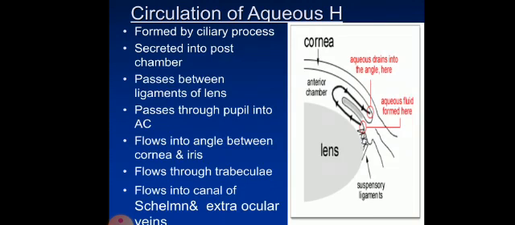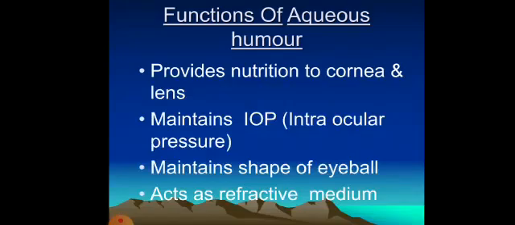I think I have already told you all about the circulation of aqueous humor, and here I have mentioned it point-wise so that it becomes easy for you all to remember. And in this slide you can see a picture which will give you more clarity in understanding the route of circulation of aqueous humor. Now if you look at the functions of aqueous humor, it provides nutrition to the cornea and the lens. It maintains the intraocular pressure. It maintains the shape of the eyeball, and it also acts as a refractive medium.